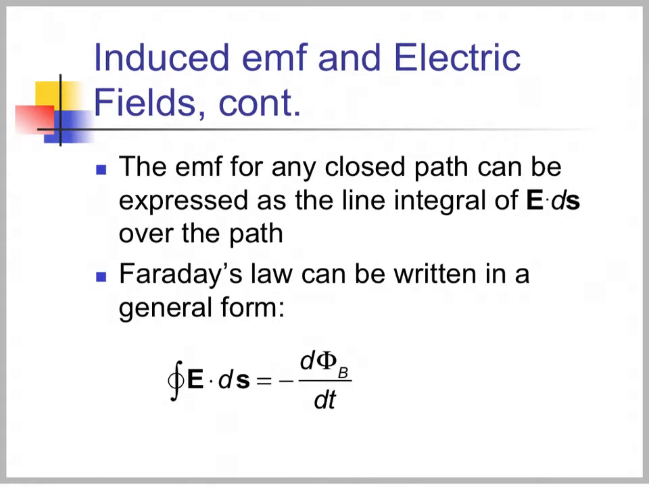The EMF for any closed path can be expressed as the line integral of E dot ds over the path. So Faraday's law can be written in a more general form that states that the integral of E dot ds is equal to minus the time rate of change of the magnetic flux.